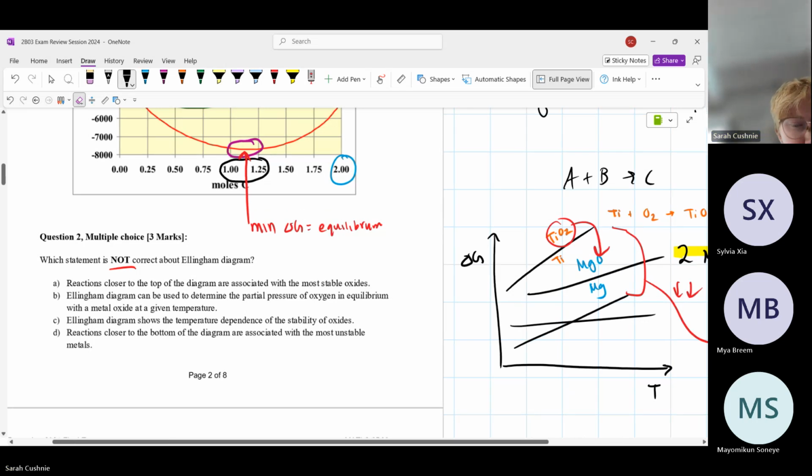Let's start by reading through the different options. The first is that reactions closest to the top of the diagram are associated with more stable oxides. B is that they can be used to determine the partial pressure of oxygen. C shows that they have temperature dependence of stability of oxides. And D says that closer to the bottom of the diagram are the most unstable metals.